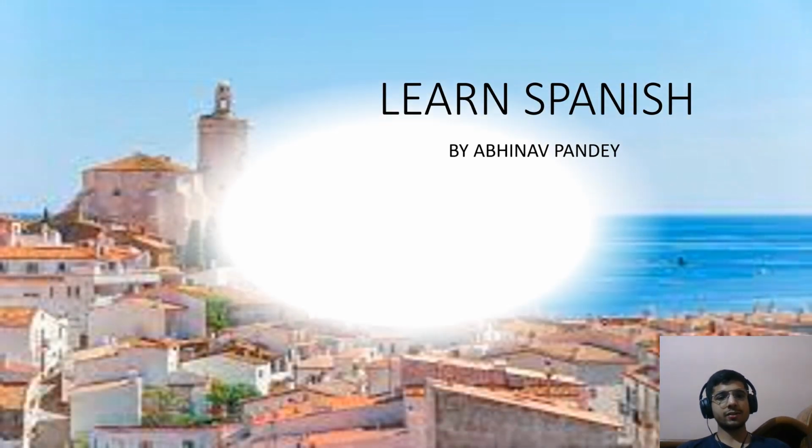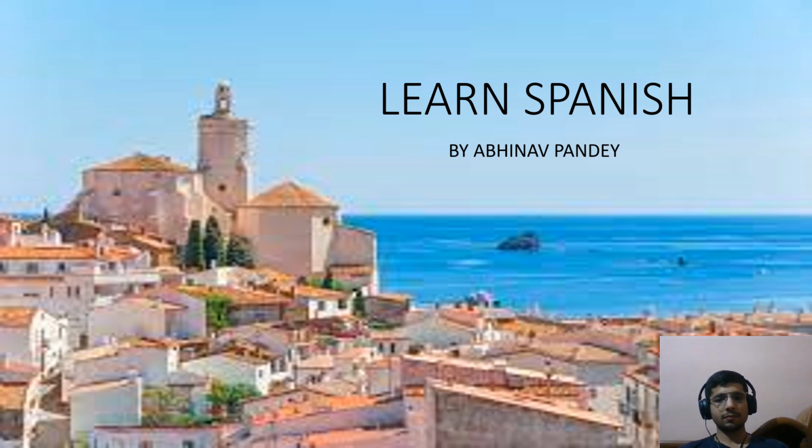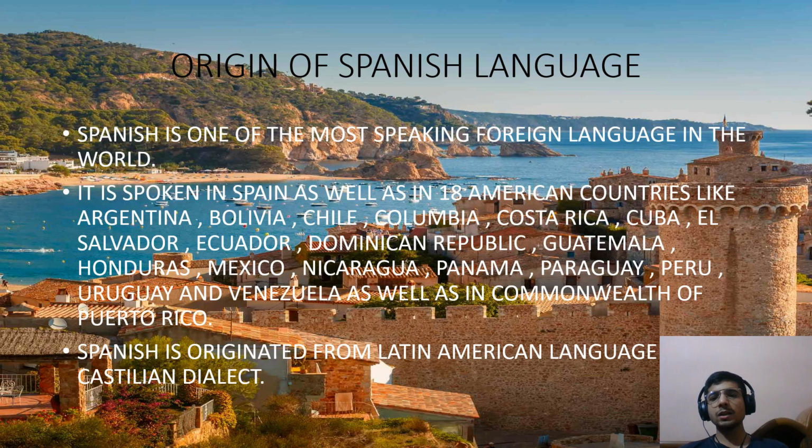Today I will teach you a new language, which is called Spanish. What is Spanish? Spanish is one of the most spoken foreign languages in the world. It is spoken in Spain as well as in 18 American countries like Argentina, Bolivia, Chile, Colombia, Costa Rica, Cuba, El Salvador, Ecuador, Dominican Republic, Guatemala, Honduras, Mexico, Nicaragua, Panama, Paraguay, Peru, Uruguay, and Venezuela, as well as in the Commonwealth of Puerto Rico. Spanish originated from the Latin Castilian dialect.